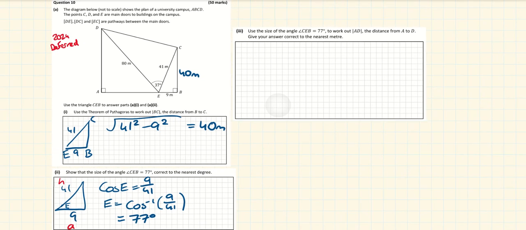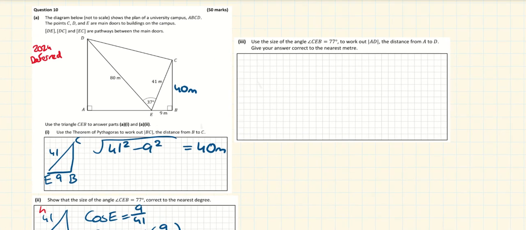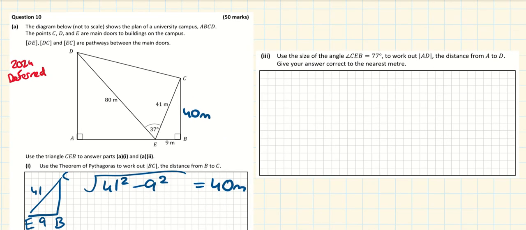So hopefully you can still see it on your screens. It says to use the size of the angle to work out AD, the distance from A to D. So that's going to be important. I'm just going to zoom in on this as best I can, so at least you can see something. So we worked out that this was 77 degrees. In a whole straight line, you're going to have 180. So let's do 180 minus 77 minus 37, because we're going to need this angle to work out AD. 180 minus 77 minus 37 is going to leave us with 66 degrees. That's an important thing to use.